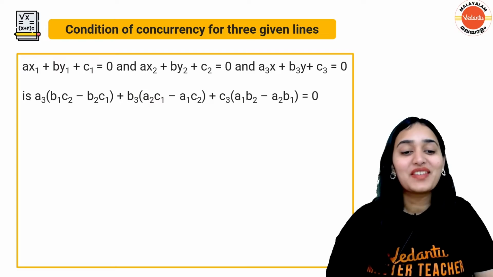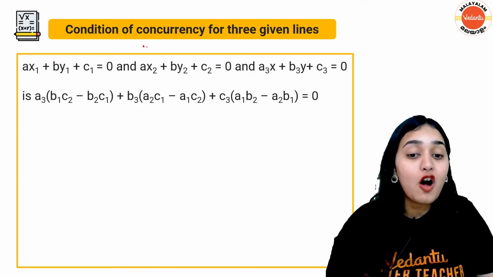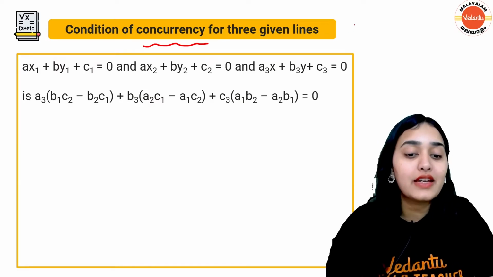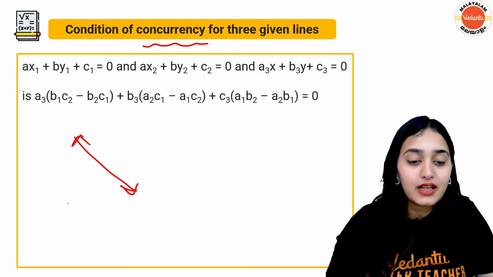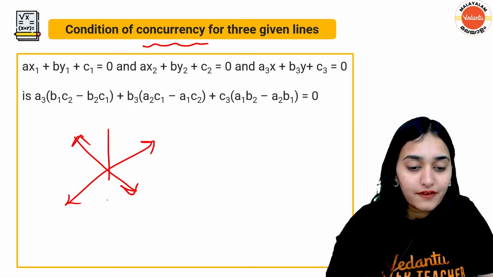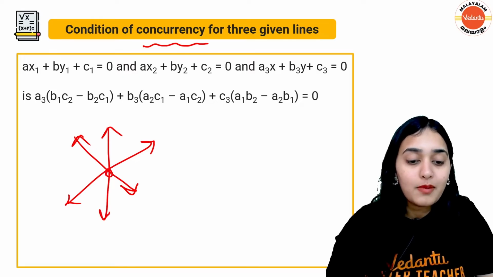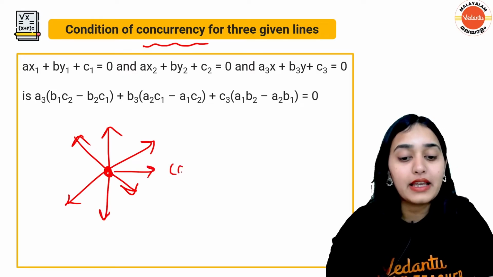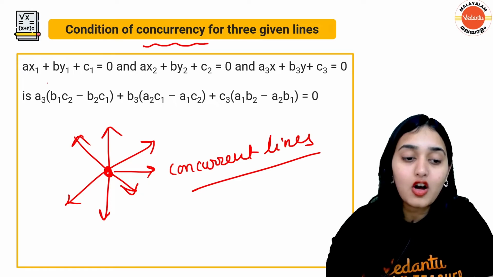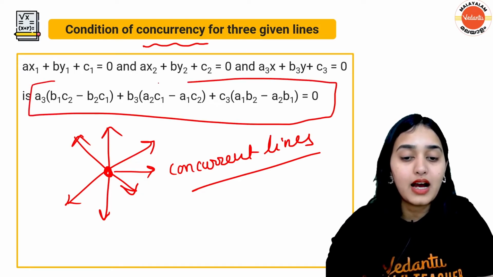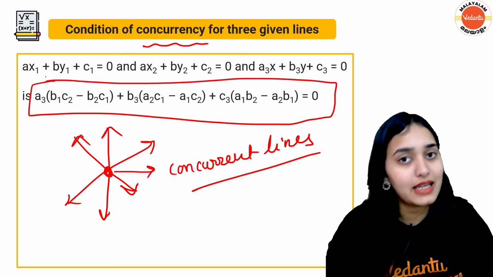Next is the condition of concurrency for 3 given lines. Concurrency means that if your line 1, line 2 and line 3 are all passing through the same point, then they are called concurrent lines. How can you check whether they are concurrent or not? This is the formula. Just apply this formula and check.